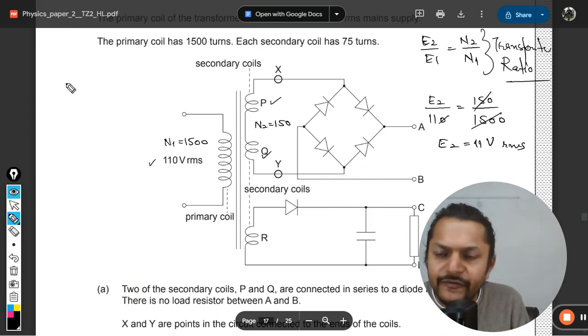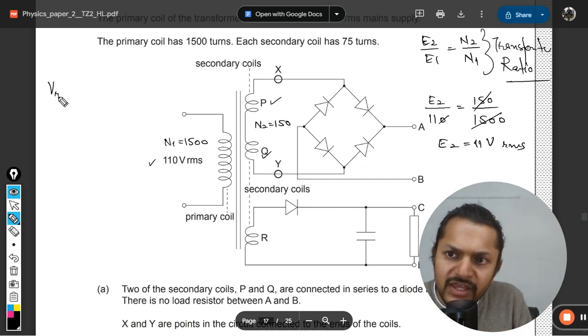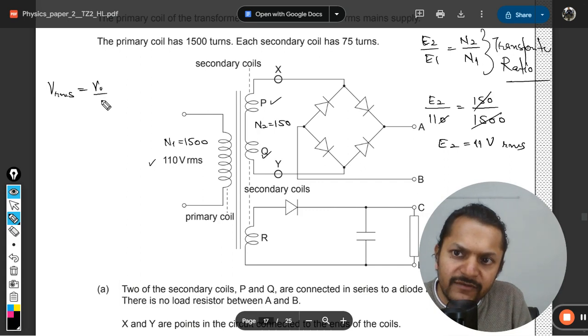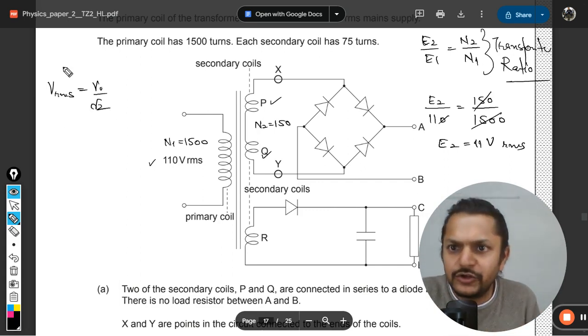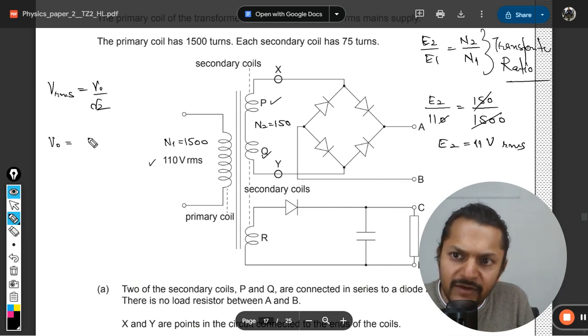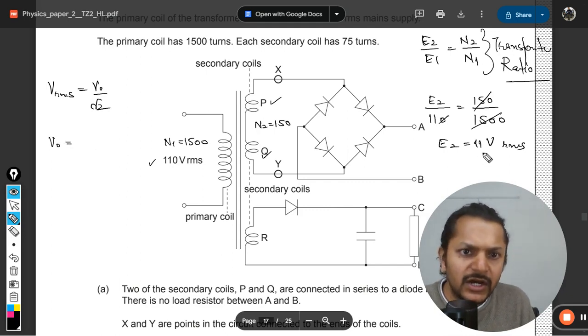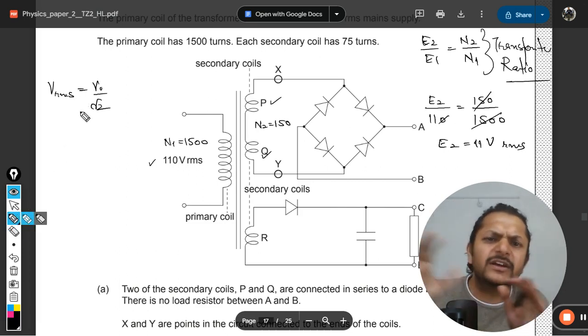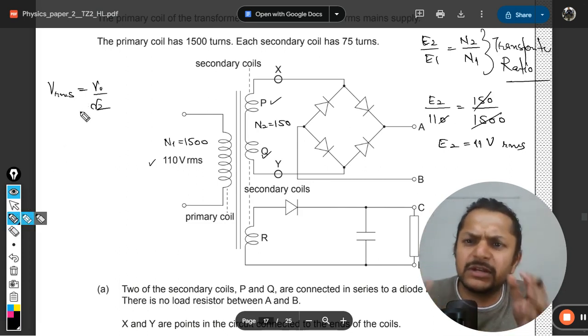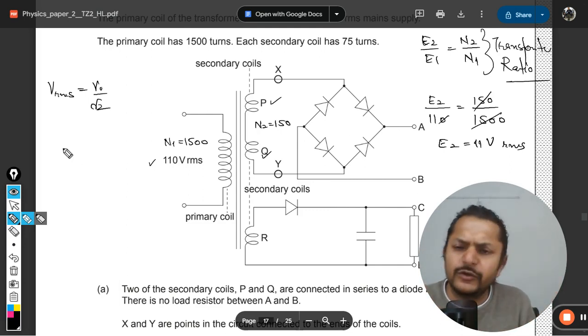So we know the formula. VRMS is equal to peak value divided by square root of 2. That is the value we are going to use. From here we can find the peak value. Don't be confused, sometimes I'm using V, sometimes I'm using E.